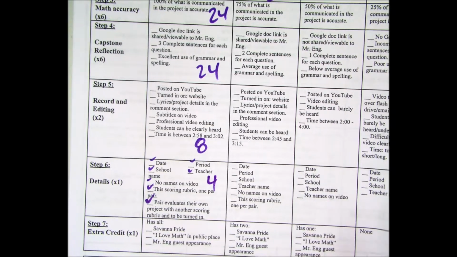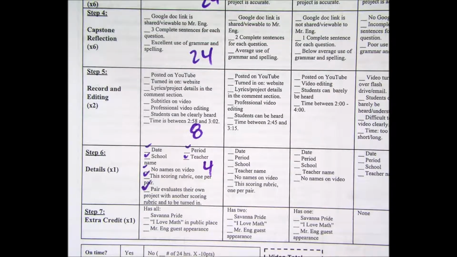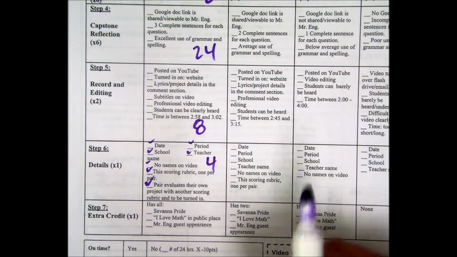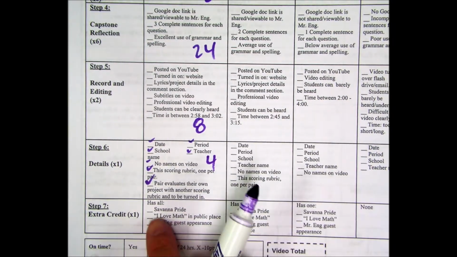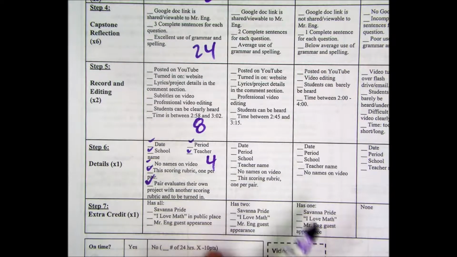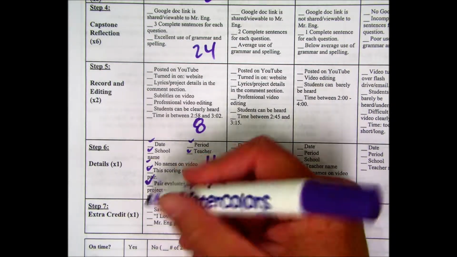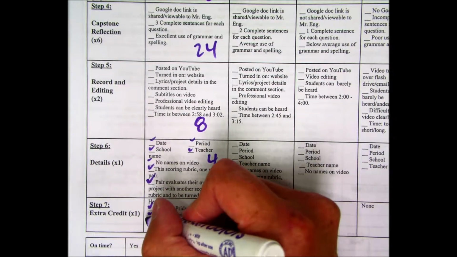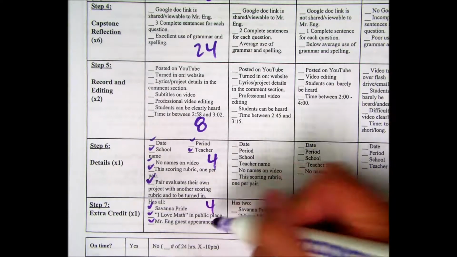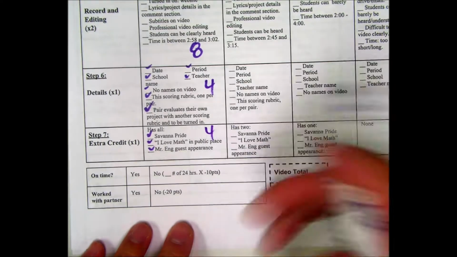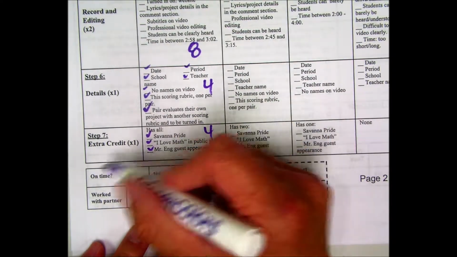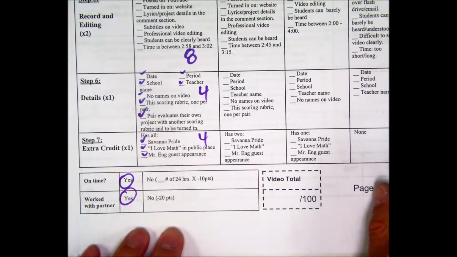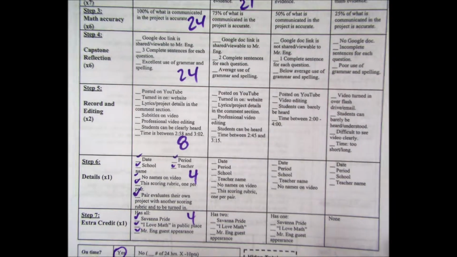And to receive all the extra credit, you have to show Savannah pride, so wearing Savannah clothes, gear, doing it on campus, representing our school. Somehow you say I love math in a public place, wherever you're shooting your video, at the park, the mall, and somehow get me in there. That'll be 1 times 4, you get another 4 points. So, was it on time? Yes, it was on time. You worked with your partner, no penalties there. And I add up all of the points on this page.